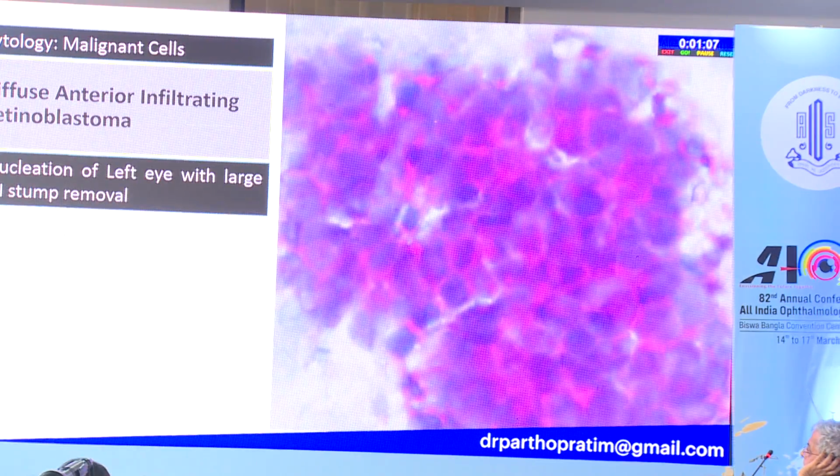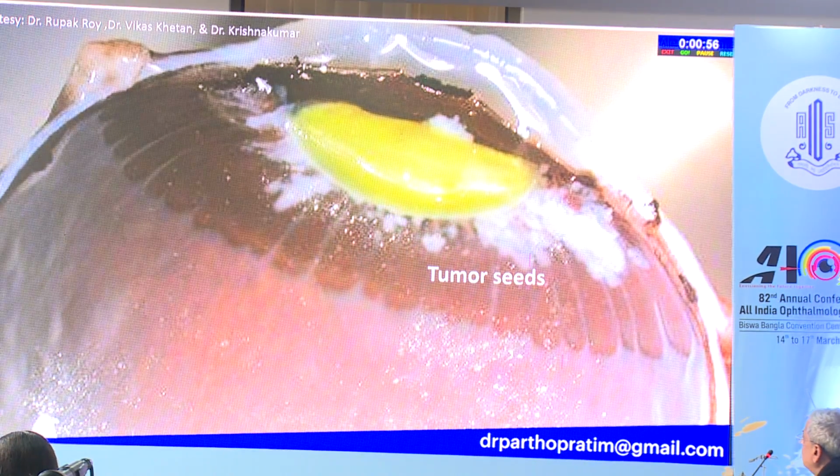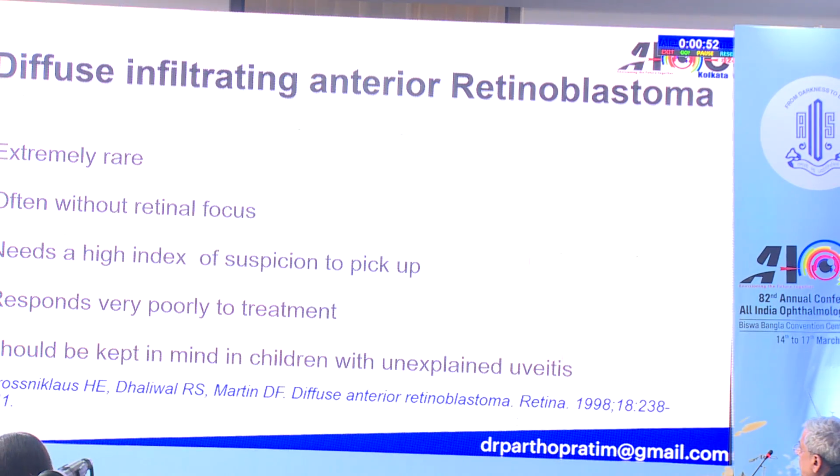But when we did the cytology, it showed malignant cells. So it was a case of diffuse anterior infiltrating retinoblastoma. So sometimes this kind of condition can present with anterior uveitis, and if you miss that, then you can actually miss the child also.